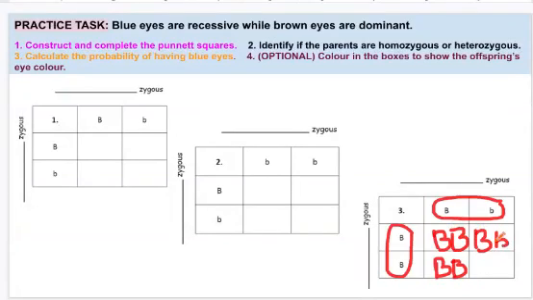Okay, so I'm just filling this in. Hopefully you're watching this on triple speed, because I know it's taking me a while. Thanks for your patience. So you can see in all of these, the dominant B, or the uppercase B, is present. So there is no opportunity for a blue-eyed child to appear.